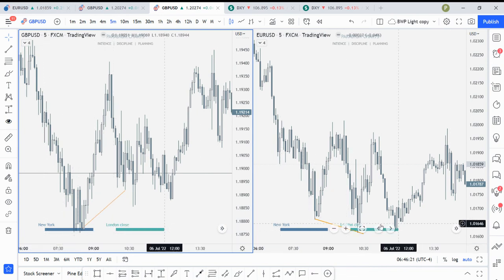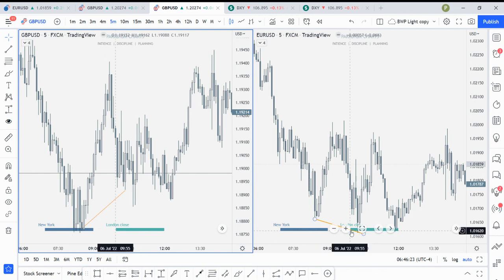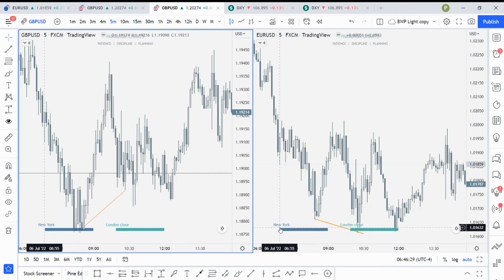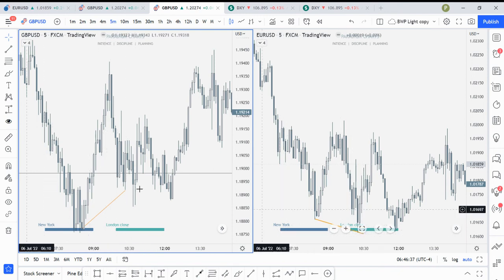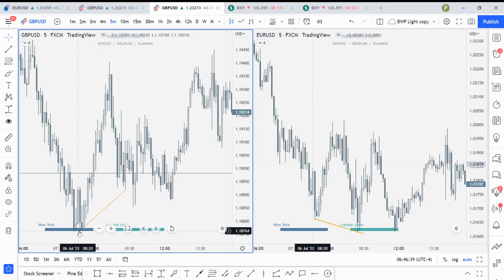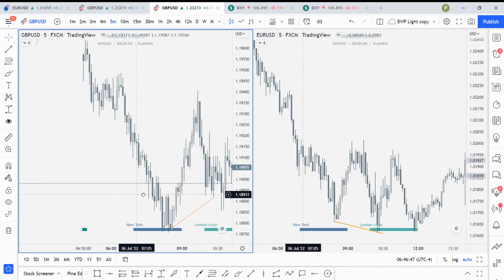So New York Q zone and London Q zone are connected together. London close Q zone starts from 10 and ends at 12, while New York Q zone runs all the way to 10, so they are joining together. So this is actually happening inside of the Q zone, inside of New York Q zone, in between New York Q zone and London close Q zone.